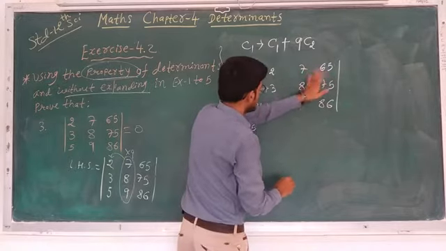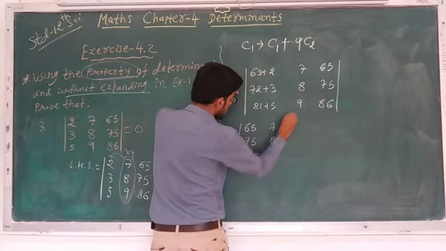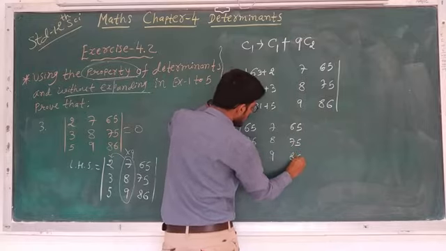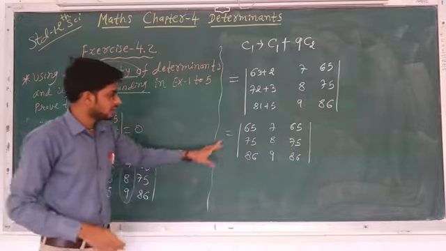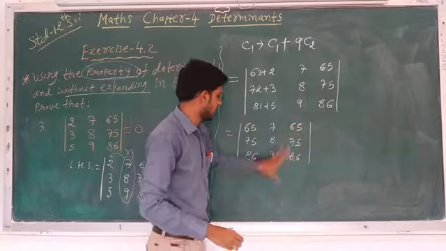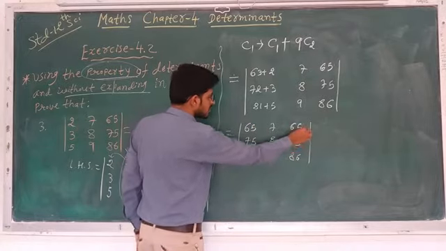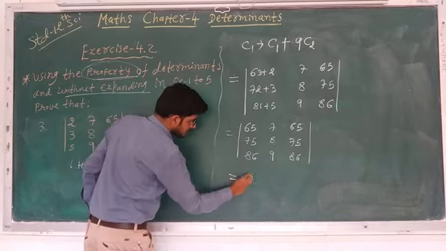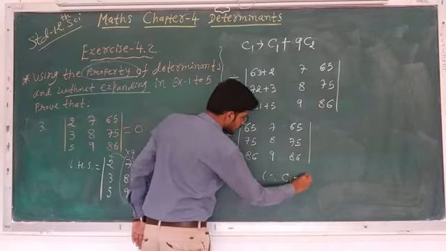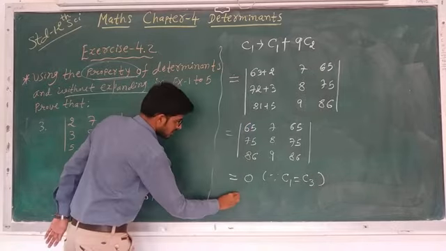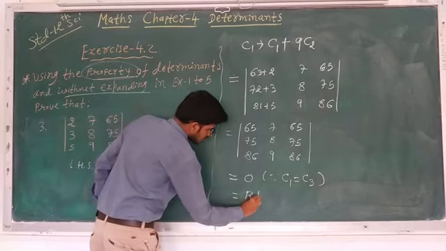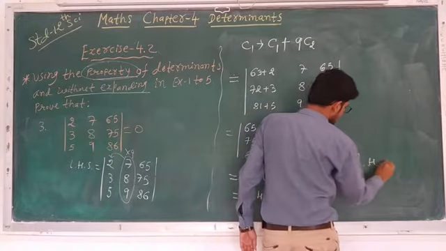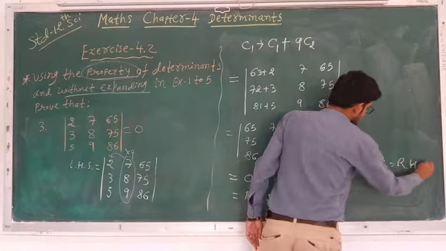Second and third column as it is, 7, 8, 9 and 65, 75, 86. Now observe that first and third column are same, 65, 75, 86, 65, 75, 86. So the value of this determinant will be 0 because C1 is equal to C3, which is the right hand side. Therefore, left hand side is equal to right hand side.